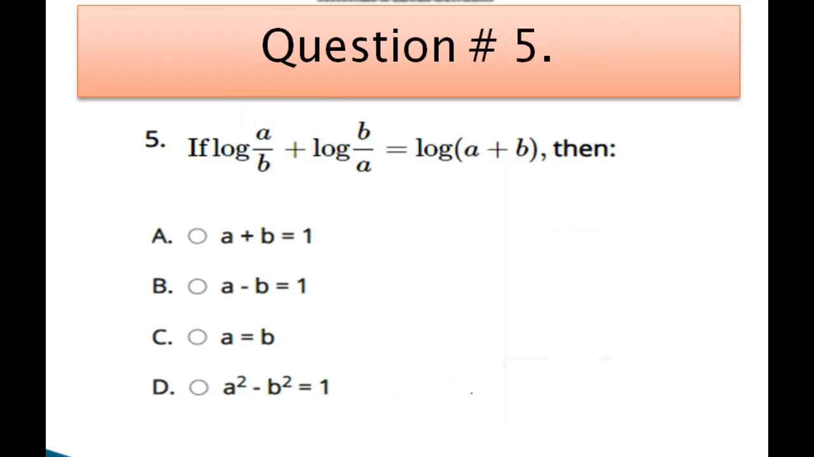Question number 5: if log a by b plus log b by a is equal to log a plus b, then what will be the correct option? For this one as well, we have to solve the question within 2 to 3 steps. So let's go to the board for the solution.